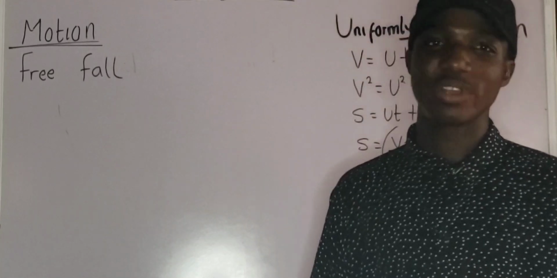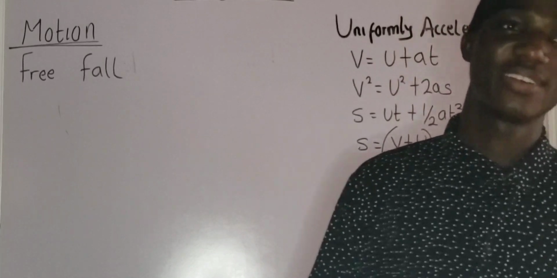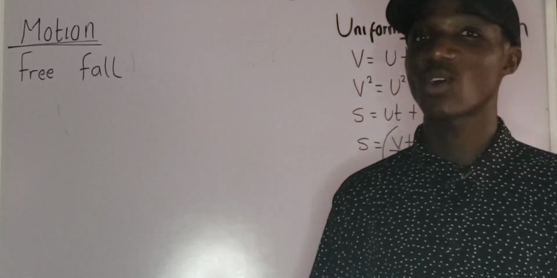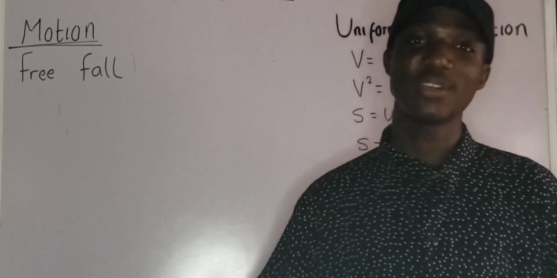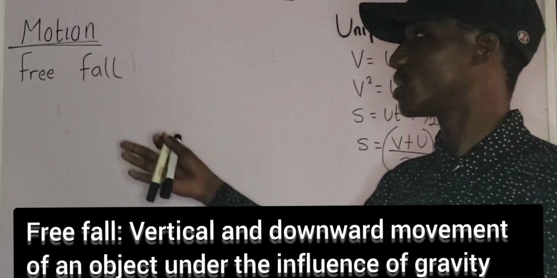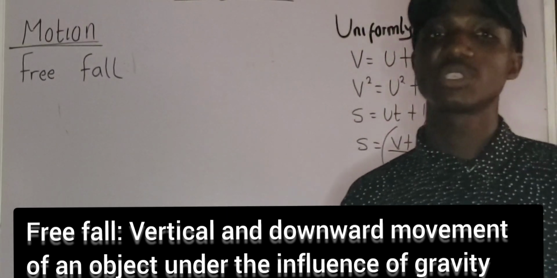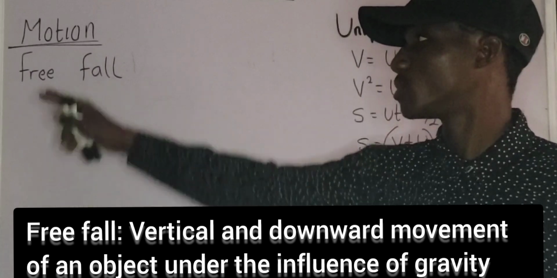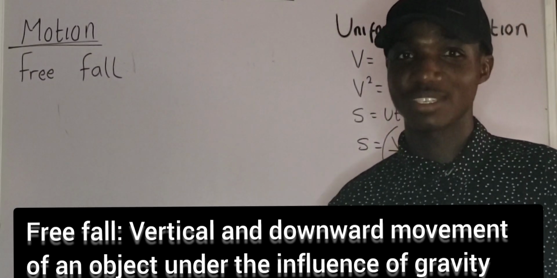What do we mean by fall in physics? Fall simply means the vertical and downward movement of a body. That is what we mean by fall in physics. You understand? So when an object undergoes vertical or downward motion under the influence of gravity, that is what we call free fall. Do you understand?